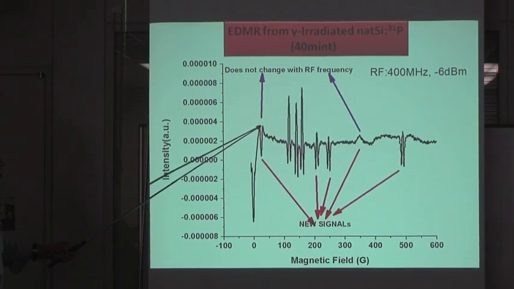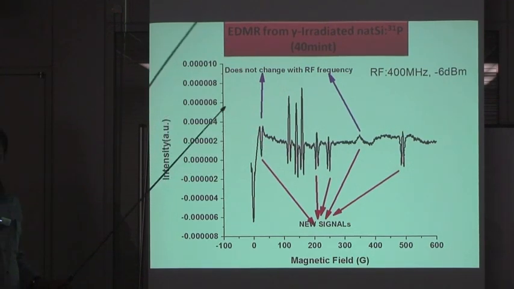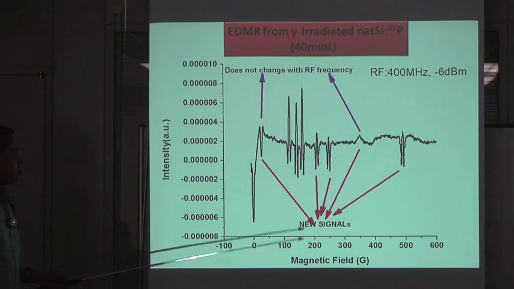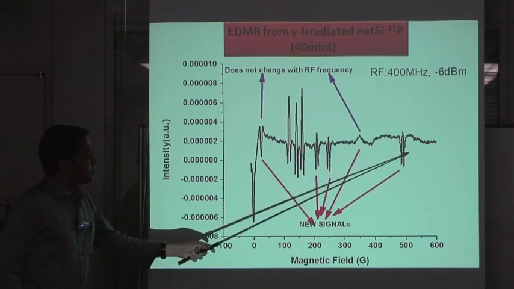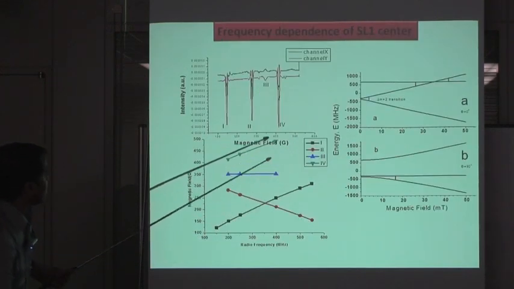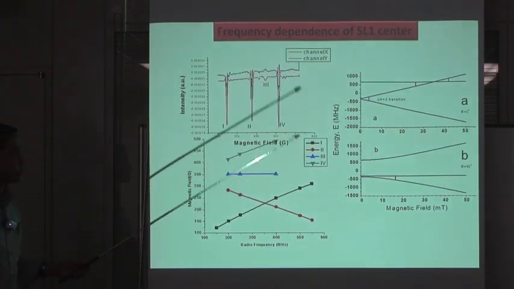And the thing is that this signal disappears when you go to very low modulation frequency, that is, when we work at 1 kilohertz or so. So we still don't know the origin, why, at high modulation frequency, this is observed. But I tried to characterize these 4 signals by studying the frequency dependence of the signals.